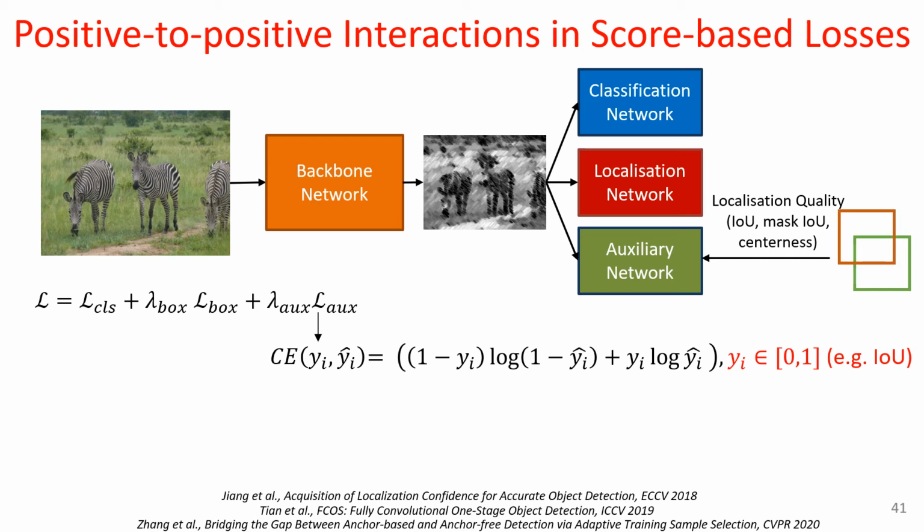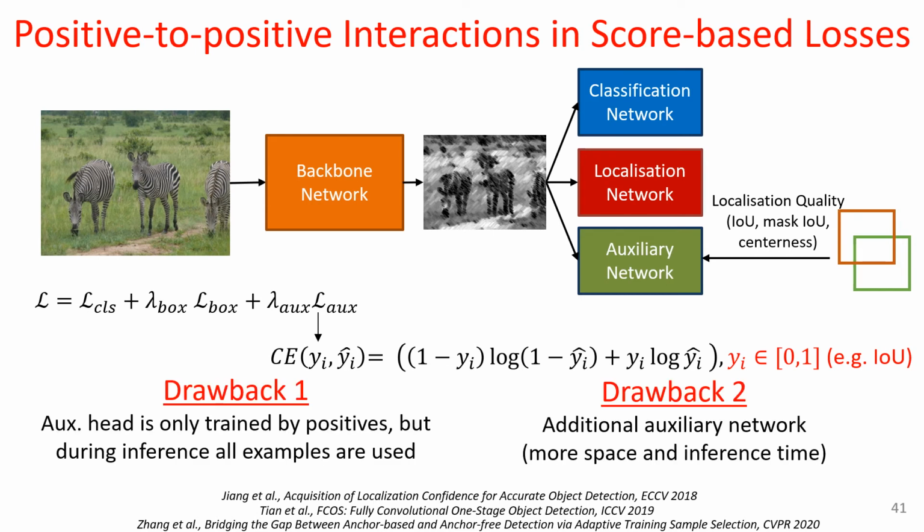On the other hand, in this setting, while the auxiliary head is only trained by positive examples, during test time the labels of the examples are not available, hence all the examples are propagated to this head, causing inconsistency between training and testing. Besides, an additional head implies more space and inference time as well.